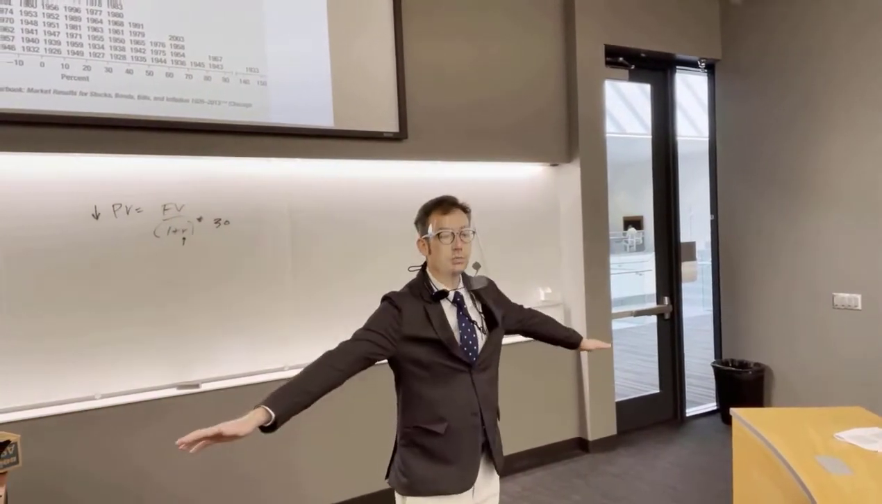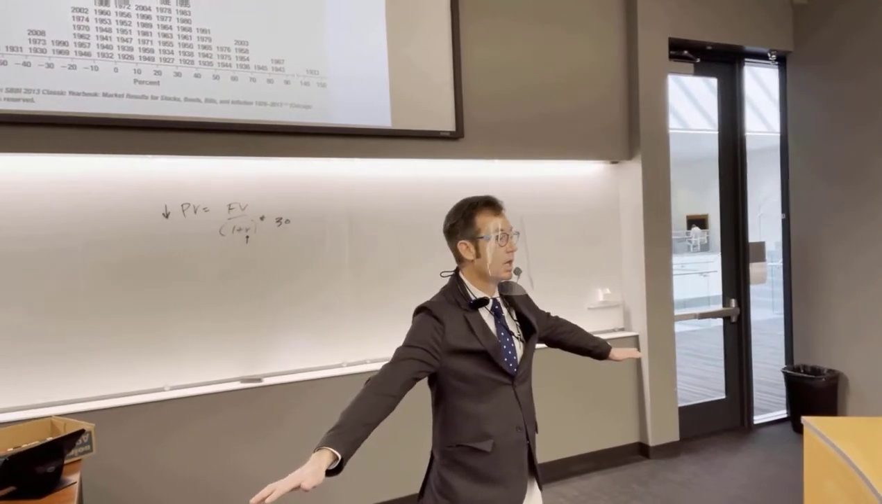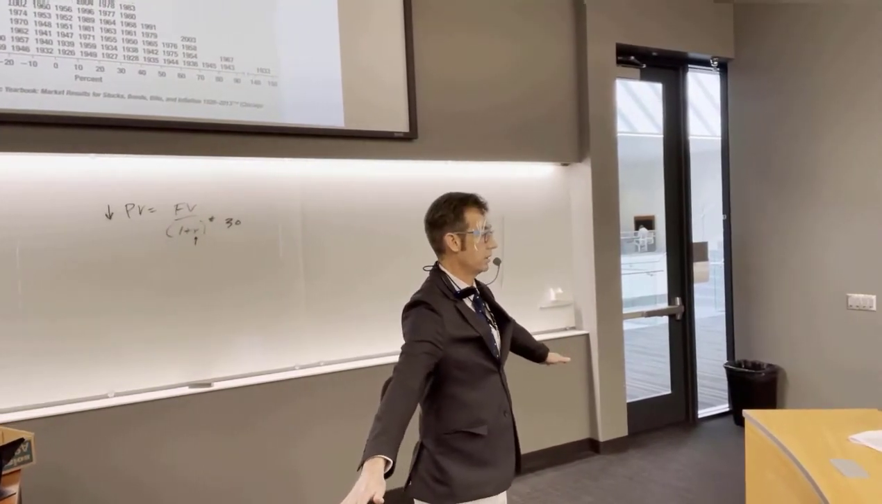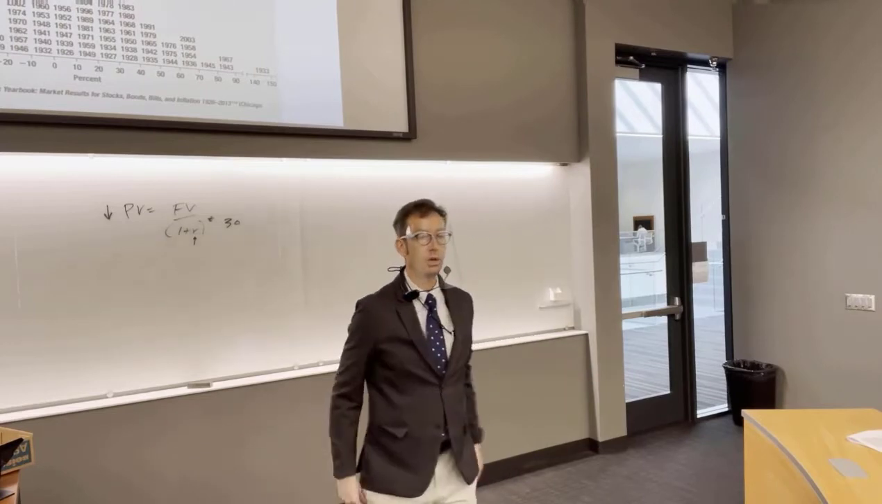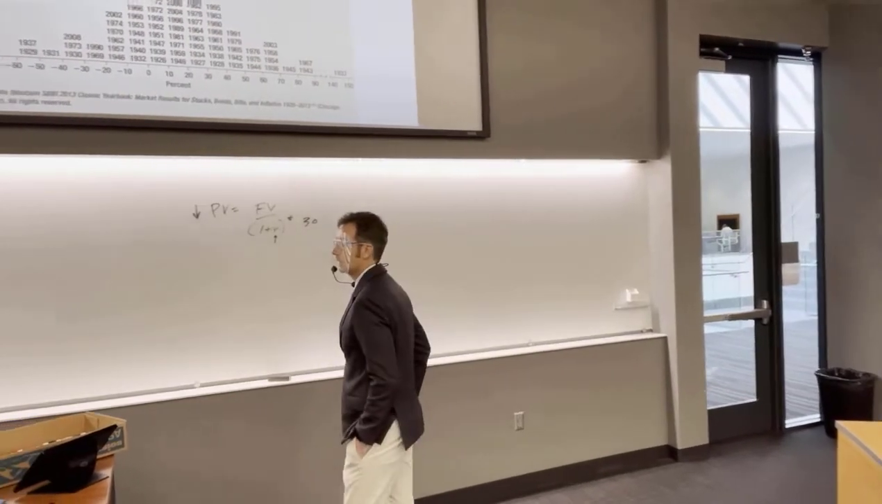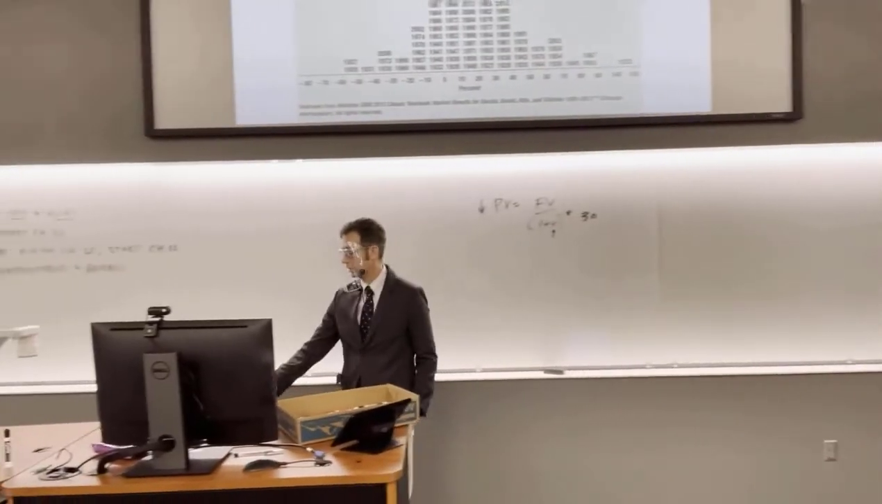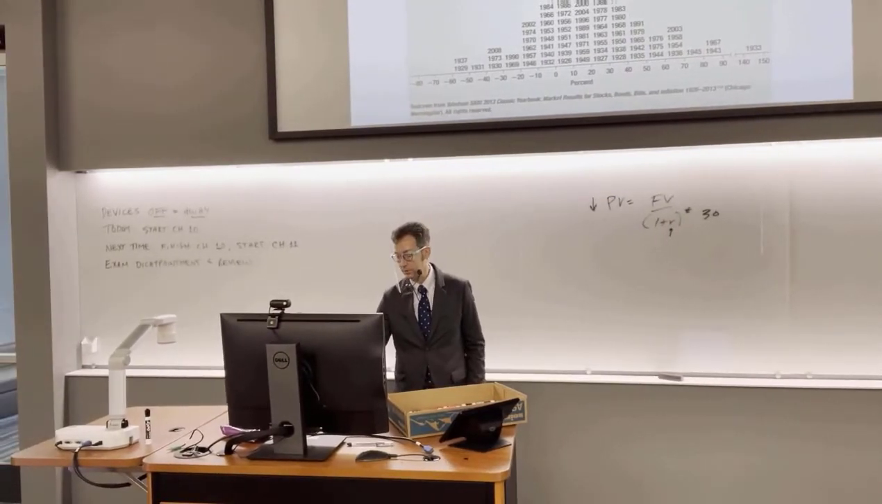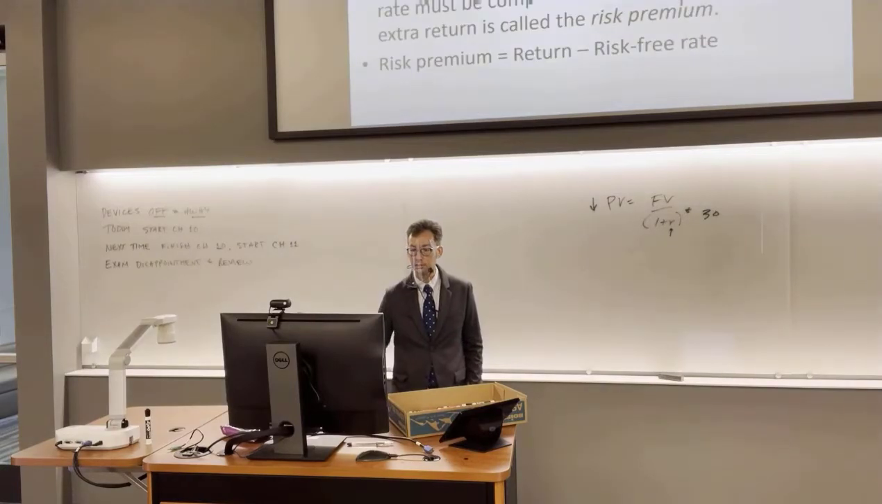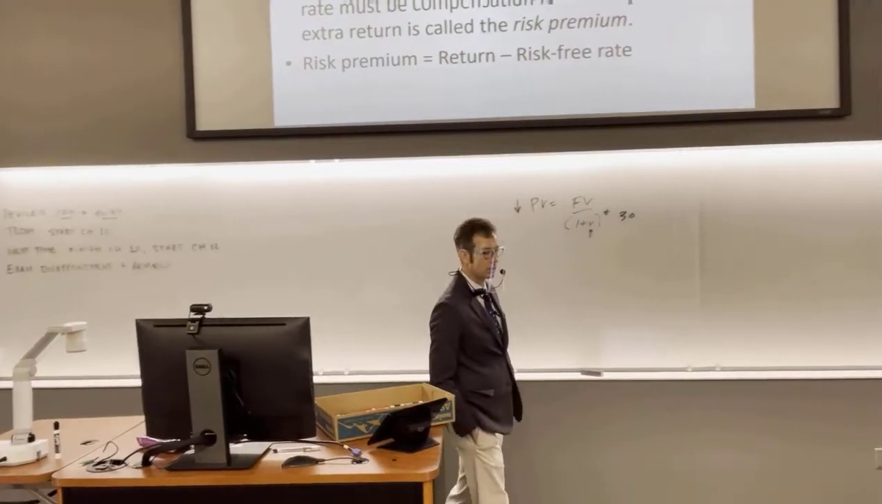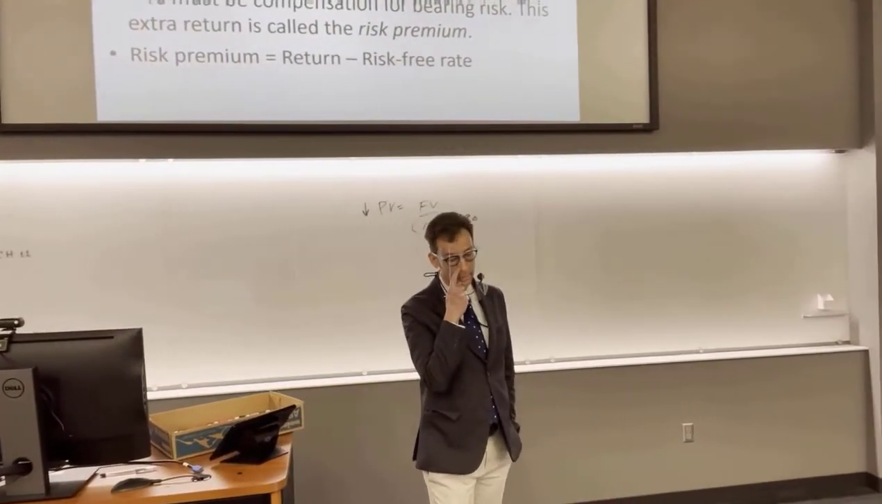why are small stocks spread out more like this? Because they are riskier. That's why they have a bigger spread. And so we can look at these pictures a lot, but eventually we're going to have to come up with a mathematical way to measure this risk, this dispersion of returns. But first, let's talk about something called the risk premium.